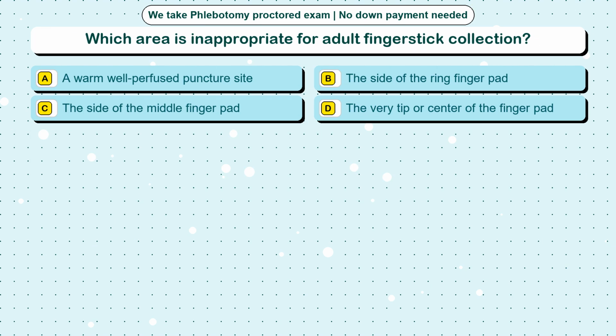Question 11. Which area is inappropriate for adult fingerstick collection? Option A. A warm well-perfused puncture site. Option B. The side of the ring finger pad. Option C. The side of the middle finger pad. Option D. The very tip or center of the finger pad.